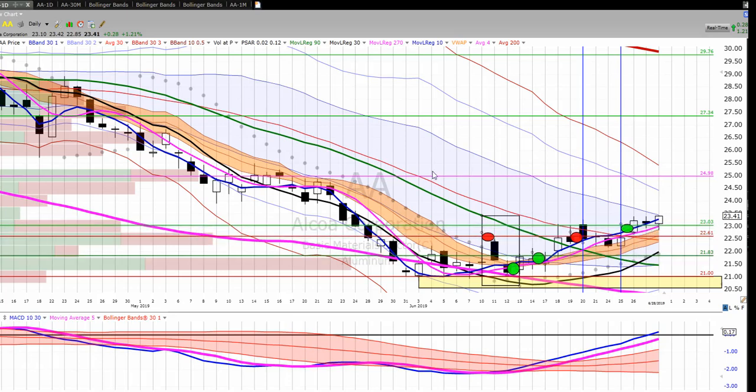My price target is here at this last resistance and congestion area. If it gets through 25, then I'm looking to add in a second position and then a third position and a fourth position.